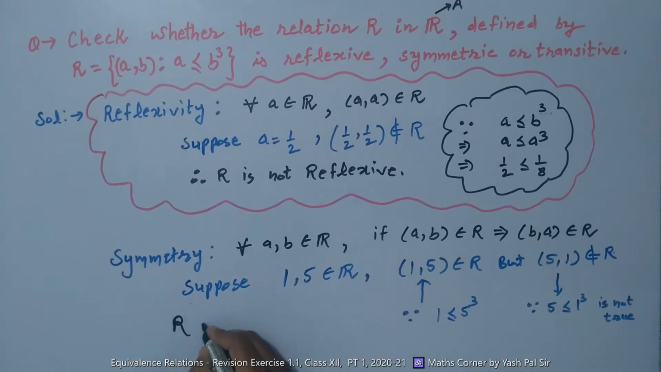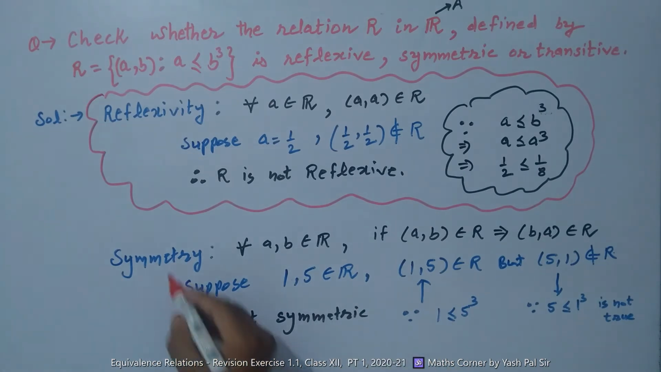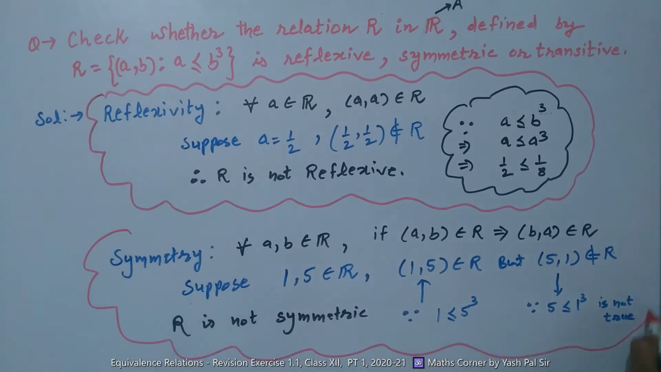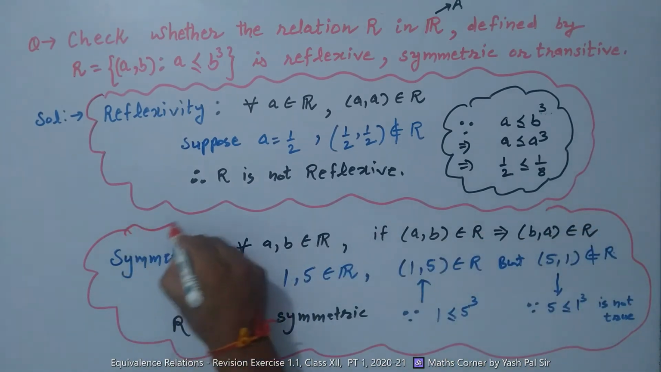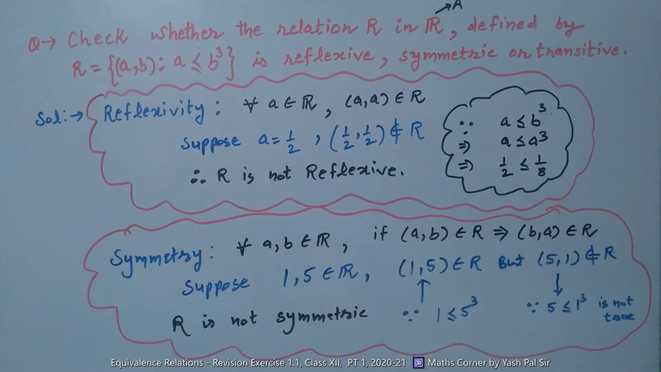R is not symmetric. So this way we have shown that the given relation R is not reflexive as well as not symmetric. Now the last condition is left, whether this is transitive or not. So let us discuss that now.